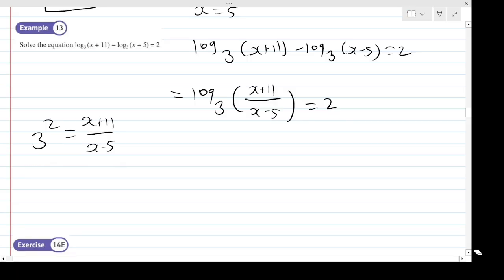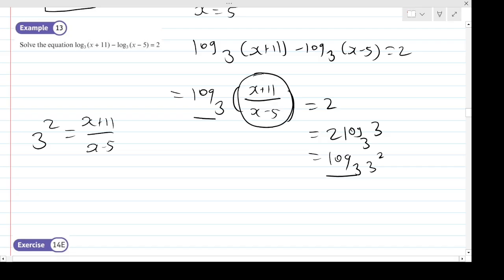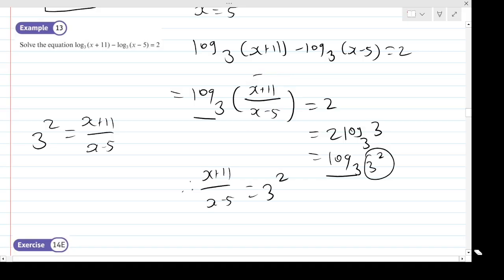Alternatively, I could convert this 2 into a log in its own right. So 2 I can say is 2 log of the same base 3. That will go to 1 for log 3 of 3. Then I can bring the 2 inside the log to be log 3 of 3 squared. And at that point, because I've got logs on either side of the equation, the inputs inside the logs have to be the same. So therefore x plus 11 over x minus 5 equals indeed 3 squared. Okay, at that point I'm going to solve. So 3 squared is 9.